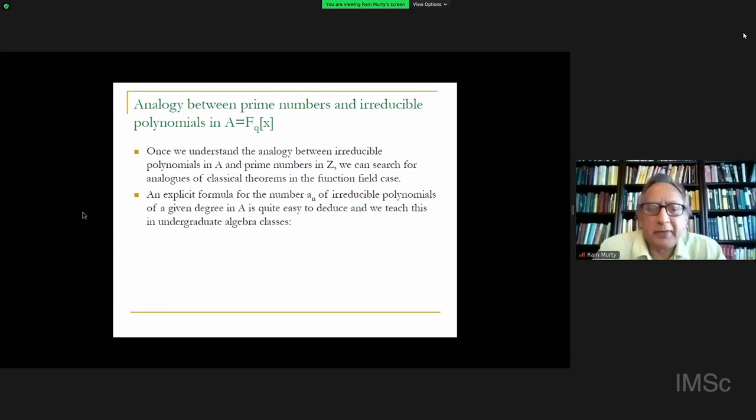An explicit formula for the number of irreducible polynomials of degree n is quite easy to deduce, and we teach this often in algebra classes. The formula is given by the Möbius function: 1 over n, summation over d dividing n, mu of d, q to the n over d.